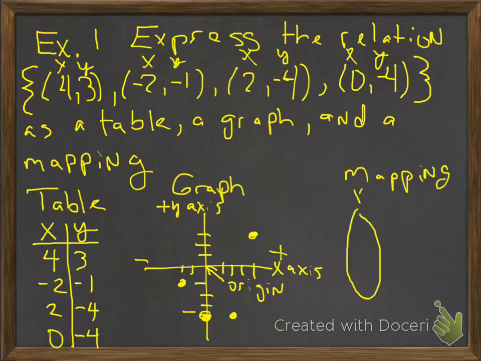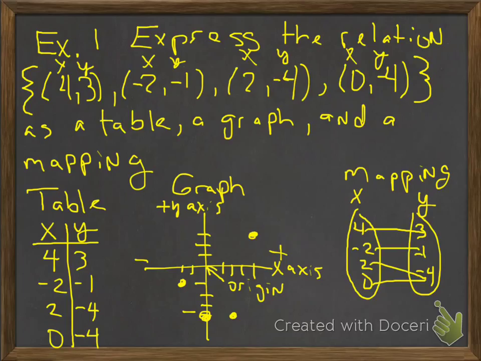A mapping is, you make some bubbles. You've got an x and y. You put all your unique x's and all your unique y's, which means you don't write them if they repeat. Just write them once. Then you draw a line connecting the x to the y that goes with it. So you can see here, like (2, -4) and (0, -4). The 2 and the 0 both went to -4. I didn't have to write it twice. So kind of keep that in mind. Mappings should be easy.